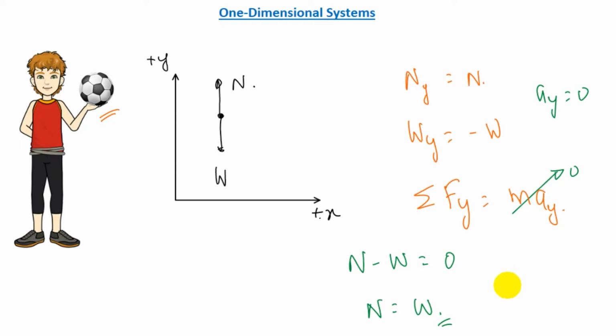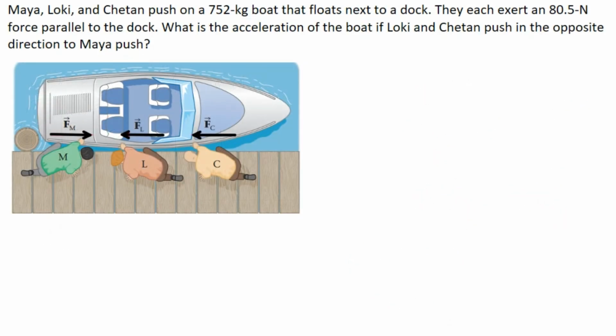Now let's take one more example where the object of interest is accelerating. This time it was at rest, now we'll take the object of interest to be accelerating. In this example, three persons, Maya, Loki and Chetan, push a 752 kg boat that floats next to a dock, and they each exert a force of 80.5 Newton parallel to the dock. We need to find the acceleration of the boat if Loki and Chetan push in the opposite direction to Maya, as you can see in this figure also.